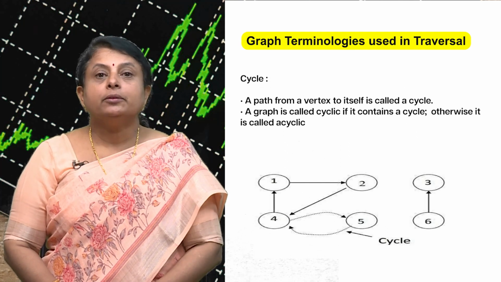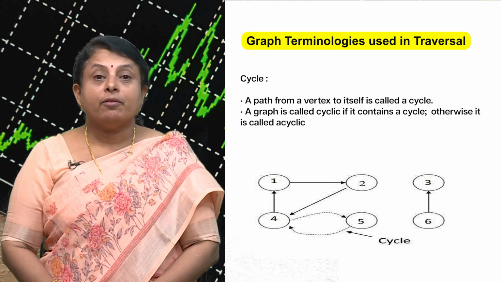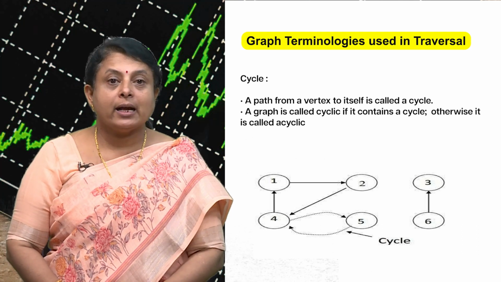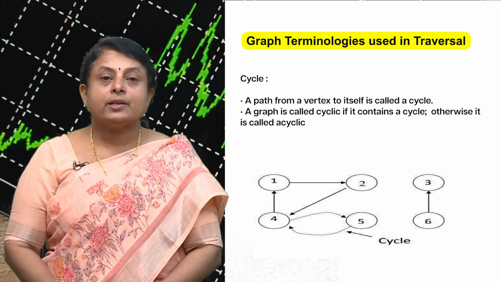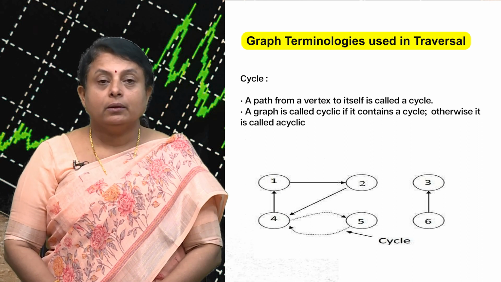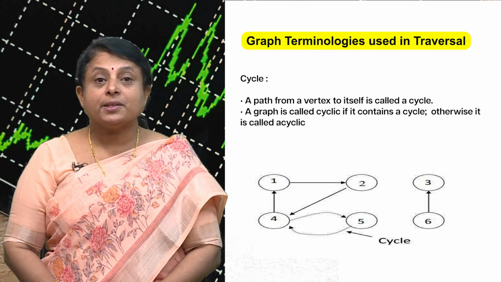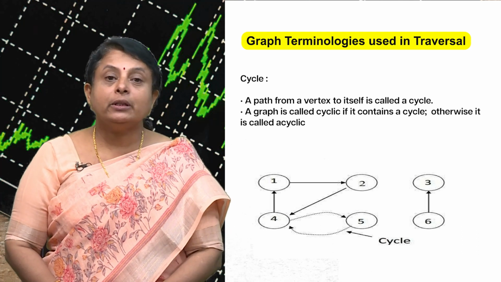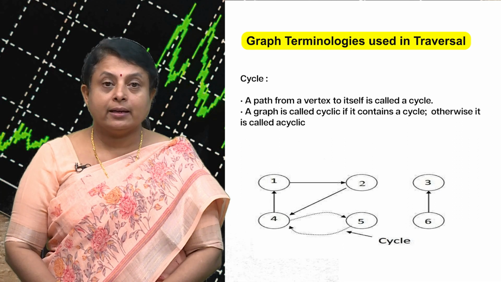Cycle: a path from a vertex to itself is called a cycle. A graph is called cyclic if it contains a cycle, otherwise it is called acyclic. For example, in the graph, an edge starts from 1 to 2, 2 to 4, 4 to 1. So this forms a cycle. Similarly, another cycle exists in this graph between the nodes 4 and 5. So this graph can be called a cyclic graph.